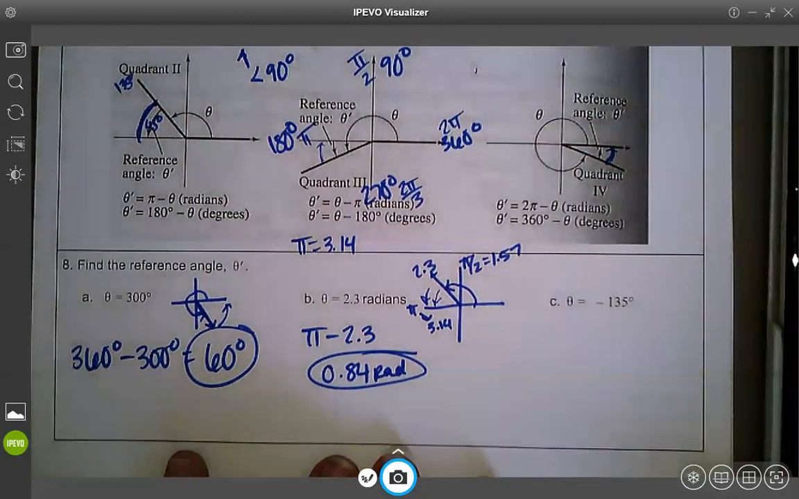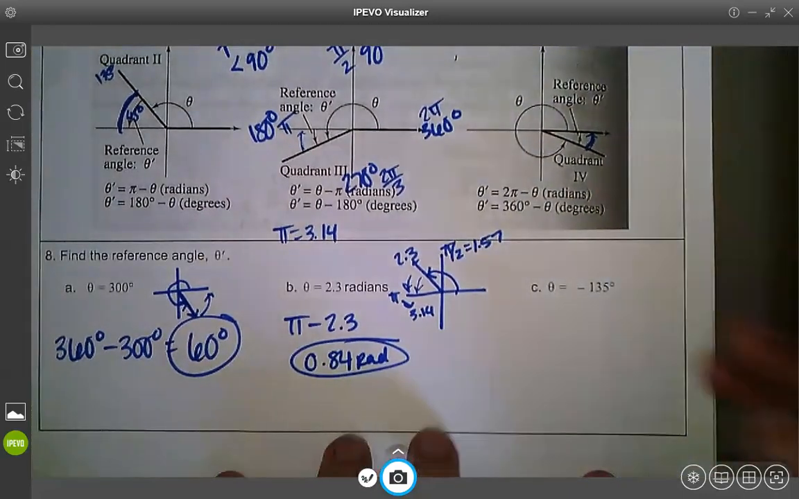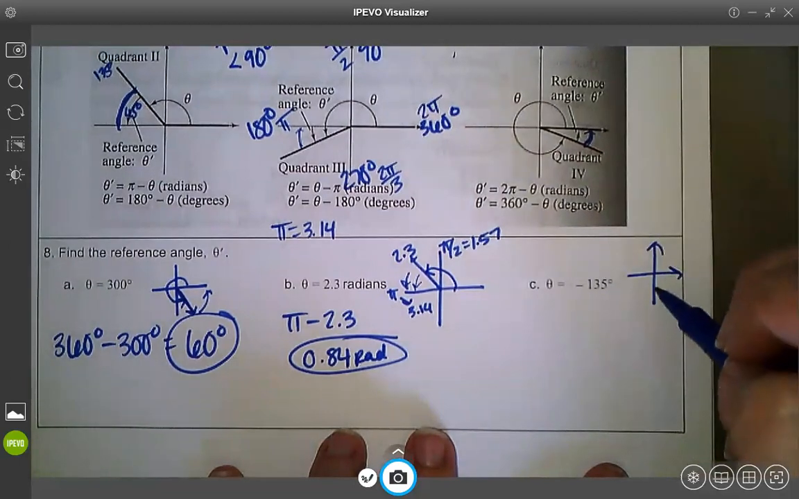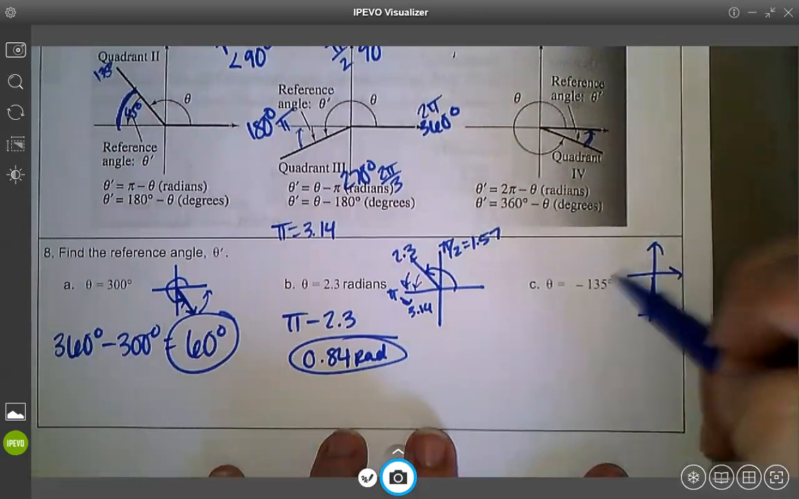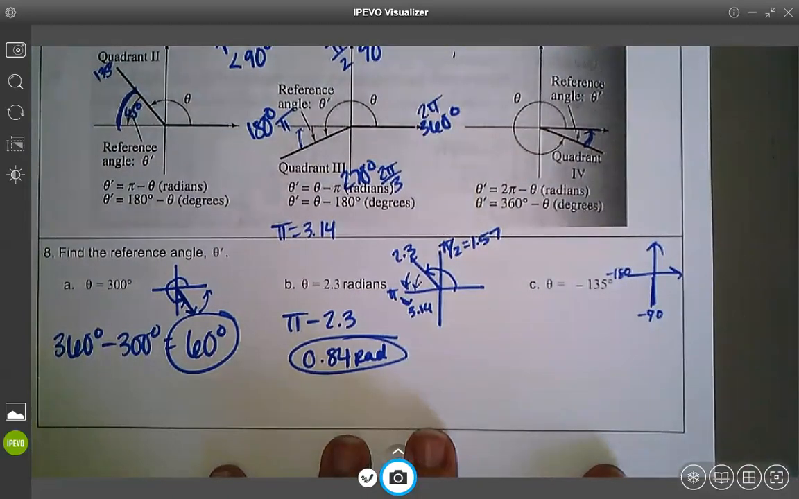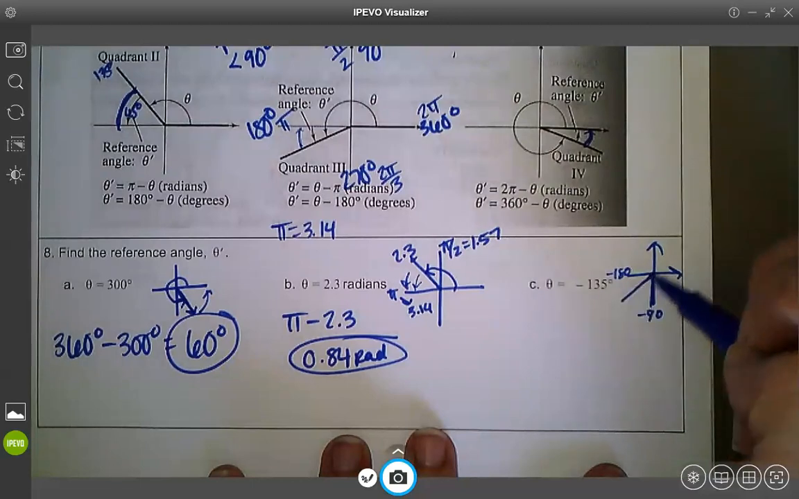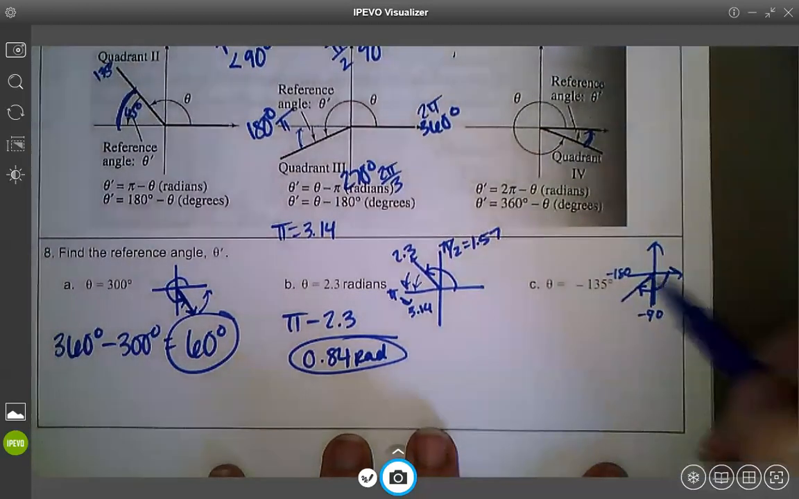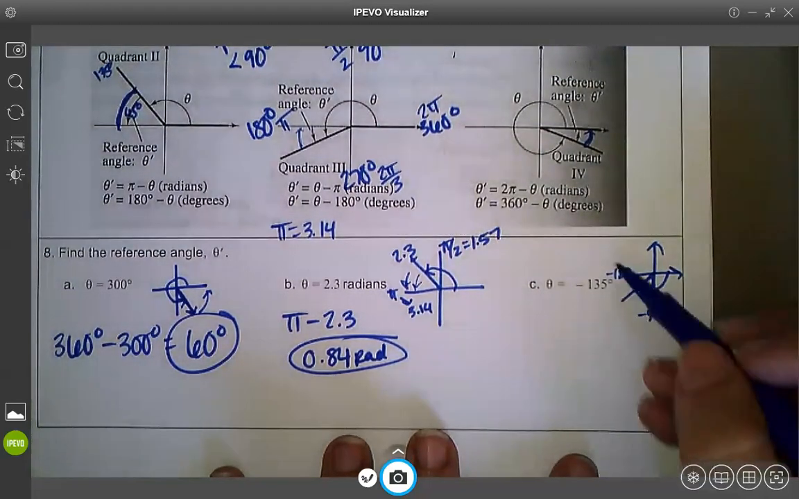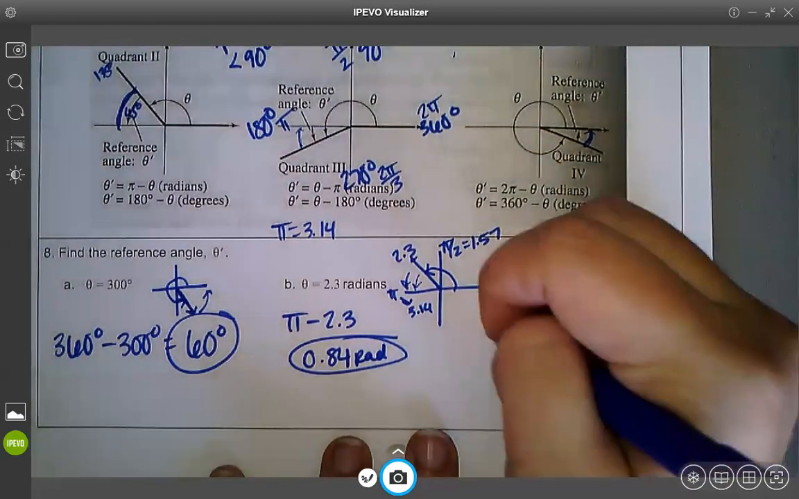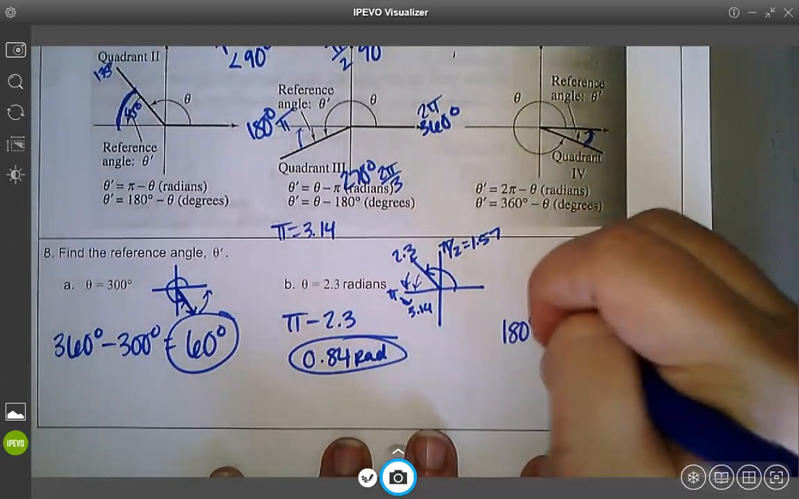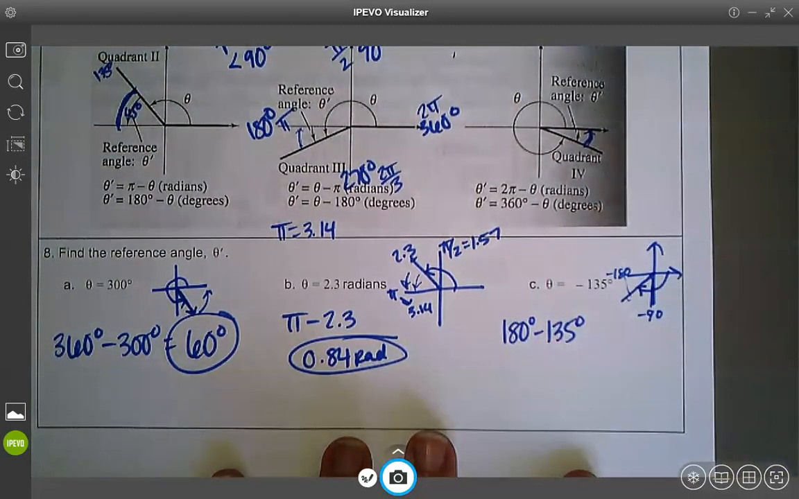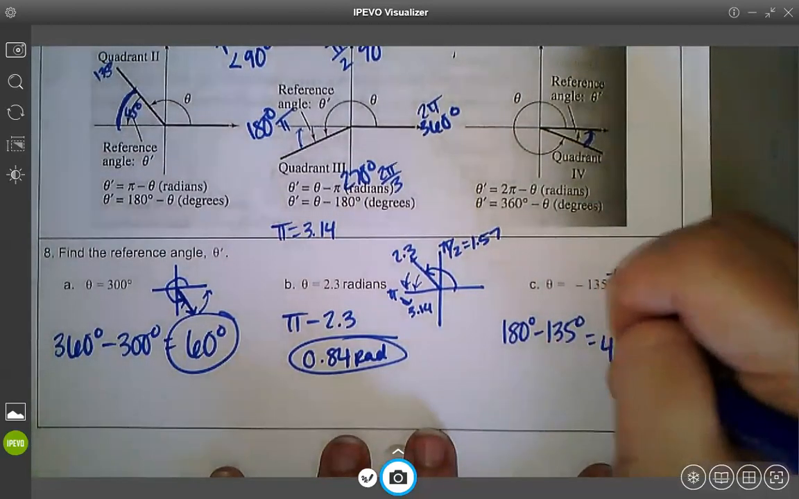And then the last one, negative 135 degrees. So we have negative 135 degrees. This would be negative 90 right here. This would be negative 180. So that's going to be 45 degrees in between the two. So what I can say is 180 minus my 135, because that is my closest x-axis. 180 degrees minus my 135 degrees. Even though this is negative, you can pretend it's not just to get your reference angle. And you're going to get that 45 degrees.